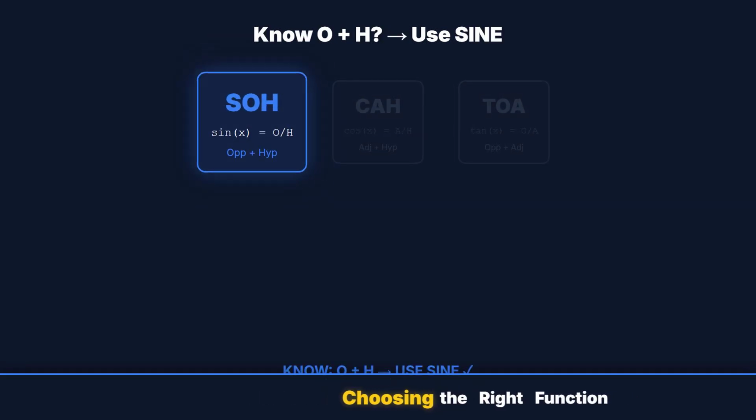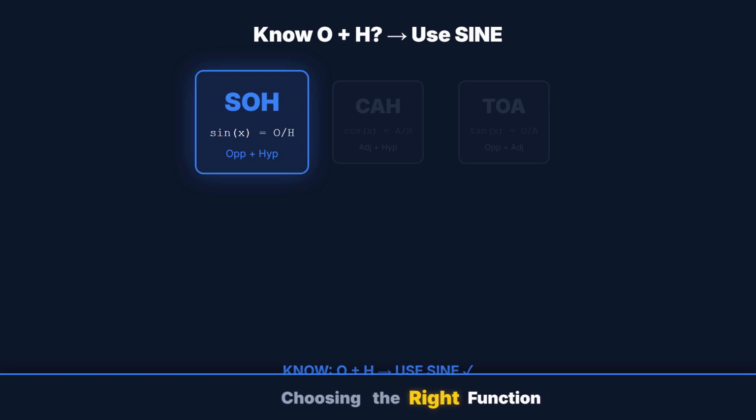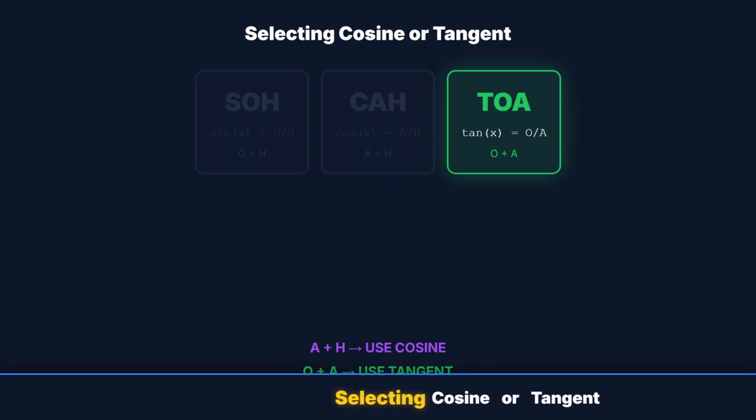When do we use each one? If the sides you know are opposite and hypotenuse, use sine. If they are adjacent and hypotenuse, use cosine. If they are opposite and adjacent, use tangent.